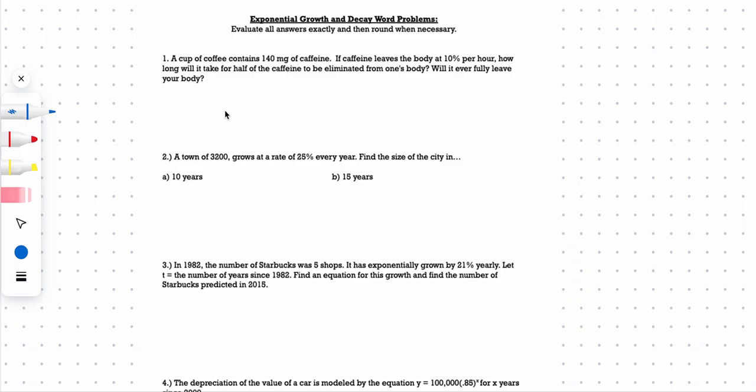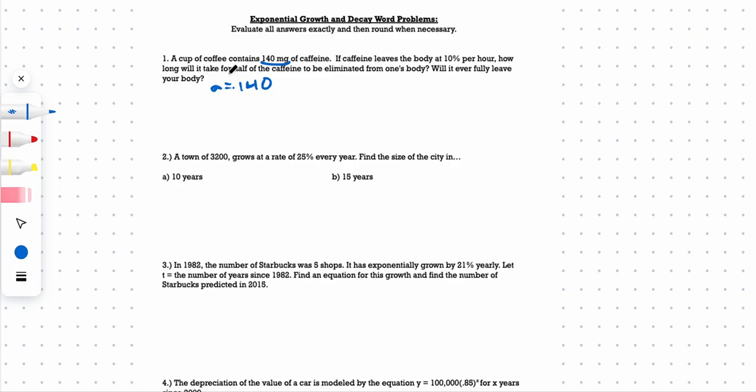So what's our initial value? It's going to be 140 milligrams. So that's going to be sort of our A value, our P, our principal amount. So we're going to say 140.